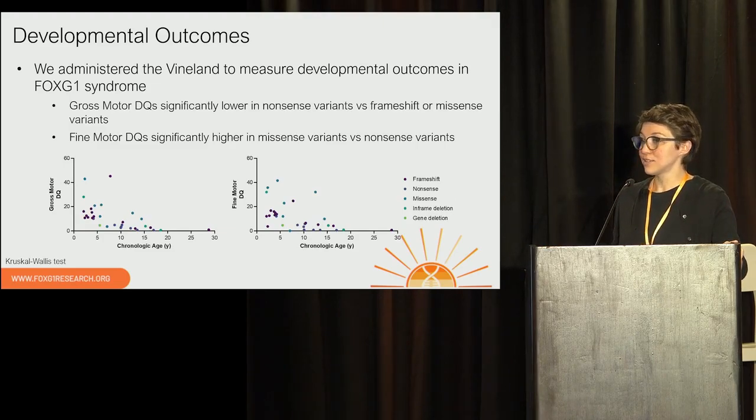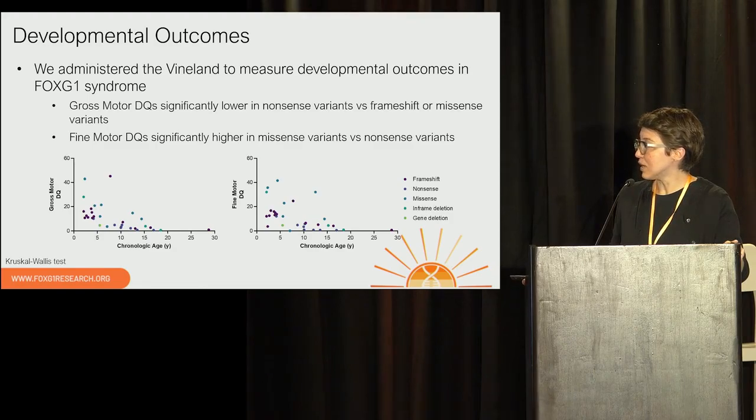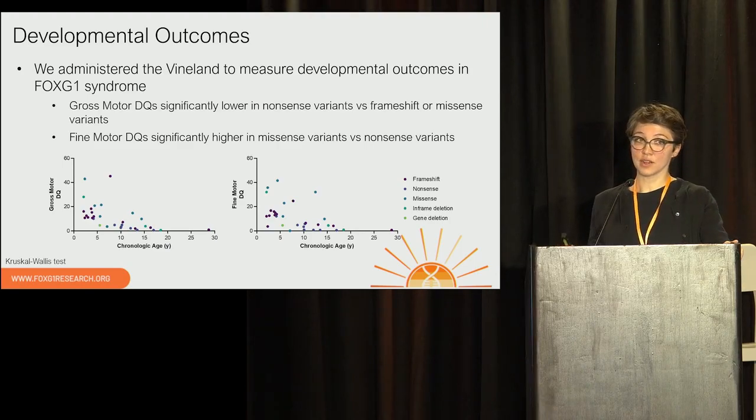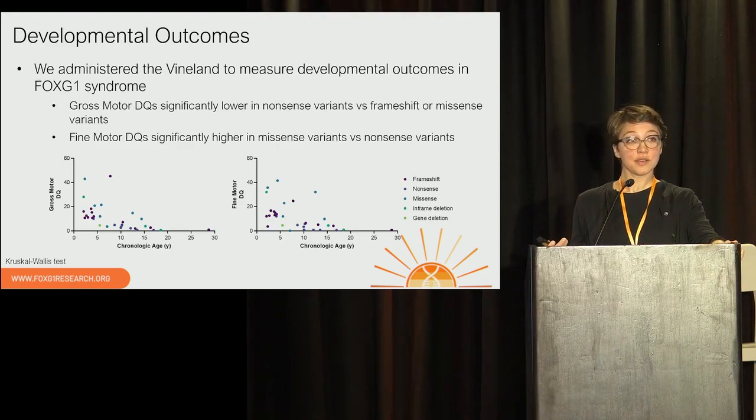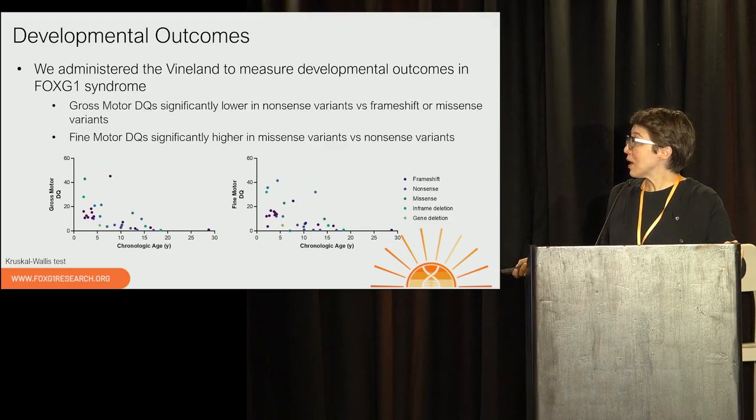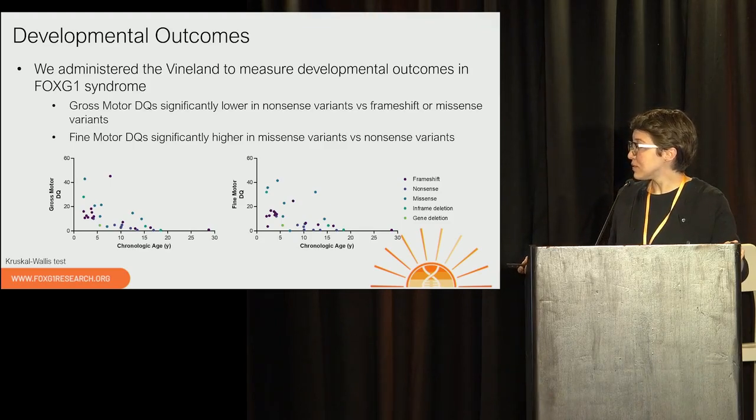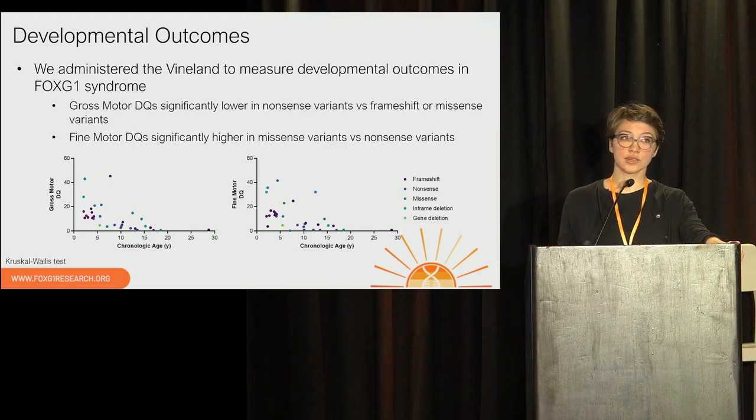We also looked at different measures of motor function. So we have gross motor on the left and fine motor on the right. And what we observed again is that individuals with nonsense variants tended to have lower developmental quotients compared to the other variant types for gross motor. And then in fine motor, missense variants tended to be associated with higher developmental quotients than individuals with nonsense variants.